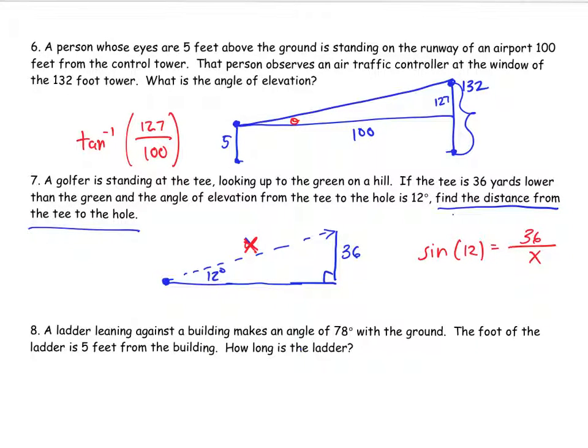This is a great example because x is now in the denominator. How do I solve for that x? Flip the sine of the 12. Flip it. 36 over sine 12.